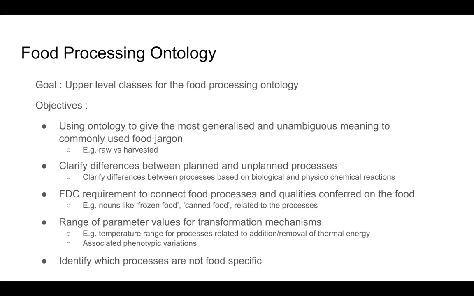Then there is one that is FTC specific, which is more general. So the objective above of differentiating between raw and harvested is one example, but more generally, we want to connect food processes to the qualities that they confer on food. These qualities could be simply things like frozen food or canned food, which is related to the process. The quality could also be a sensory quality of the food, which at the moment is not an FTC requirement, but that's also something that we've thought of.